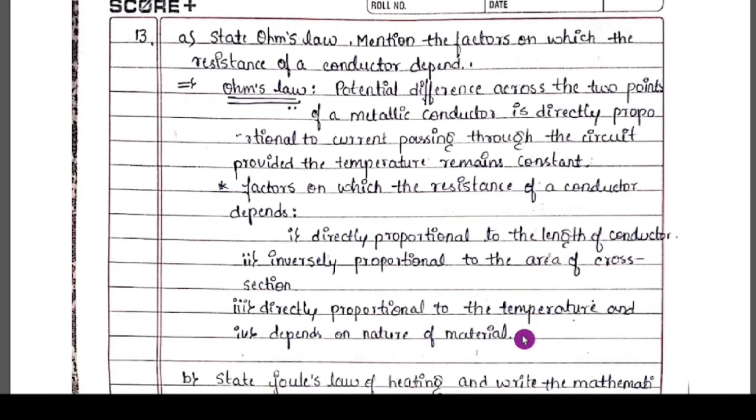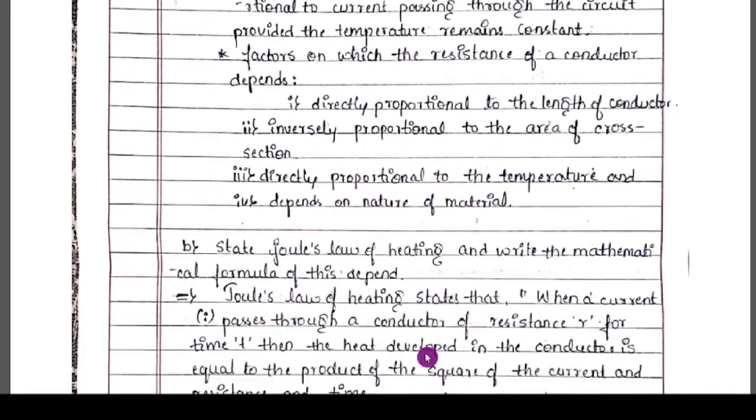So 13th question, state Ohm's law, mention the factors on which the resistance of a conductor depends. Ohm's law means the potential difference across the two points of a metallic conductor is directly proportional to the current passing through the circuit provided the temperature remains constant. The resistance of a conductor is directly proportional to the length of the conductor, inversely proportional to the area of cross section, and directly proportional to the temperature, and it also depends on the nature of the material.